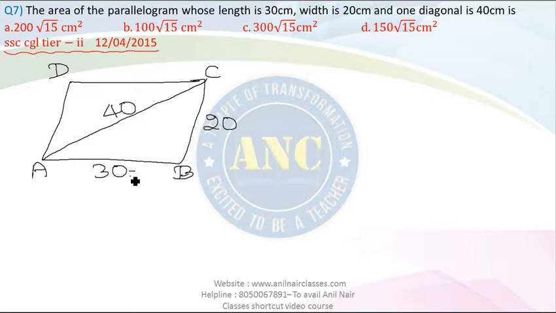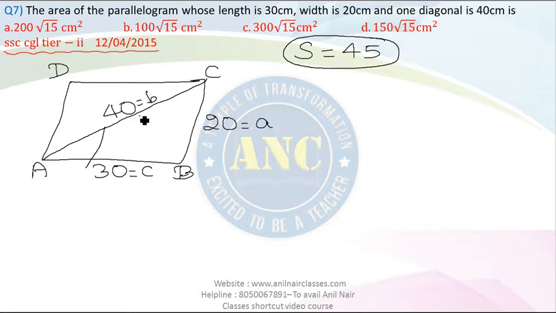So this side if I call it small c, this side small b, this 20 if I call it A, semi perimeter is 40 plus 20, 60, 60 plus 30, 90, half of 90 is 45. I will find the area of triangle ABC and multiply it by 2 to get the entire area of the parallelogram, because we know the property of parallelogram. Diagonals in a parallelogram will bisect the entire parallelogram into two equal triangles.